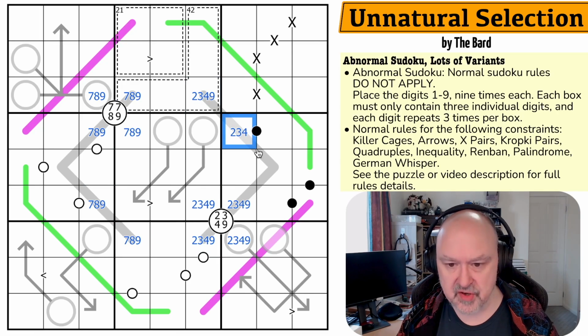Now, I can't put a 9 on a black dot. So this is only 2, 3, 4. So this can't be 9 either, because a 9 on a black dot, the other side would have to be 18 or 4.5.